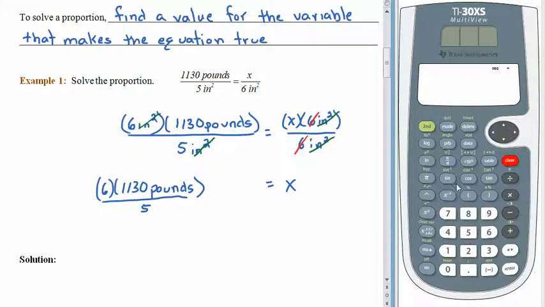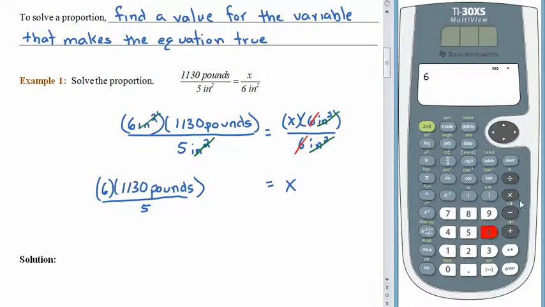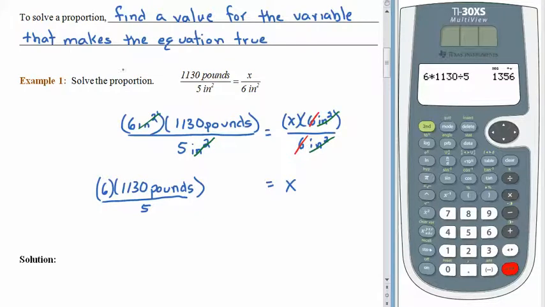All right, let's get ourselves an answer here. 6 multiplied by 1,130 and then divided by 5. And the answer is 1,356.